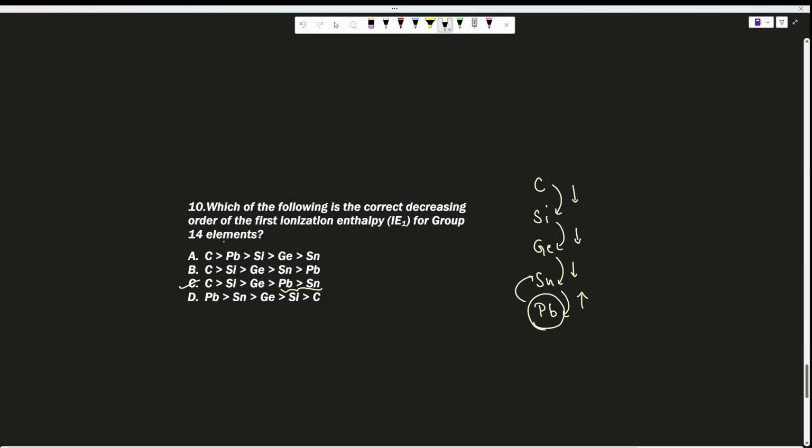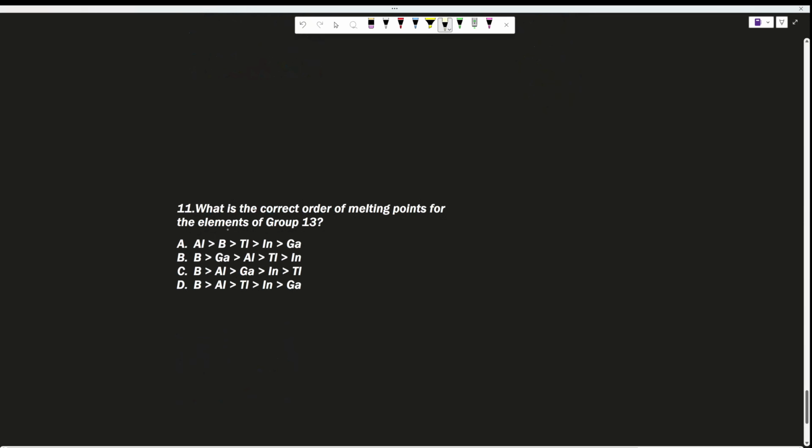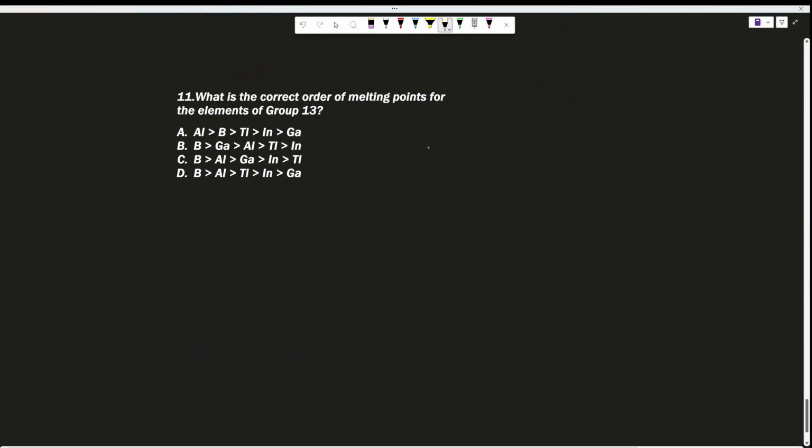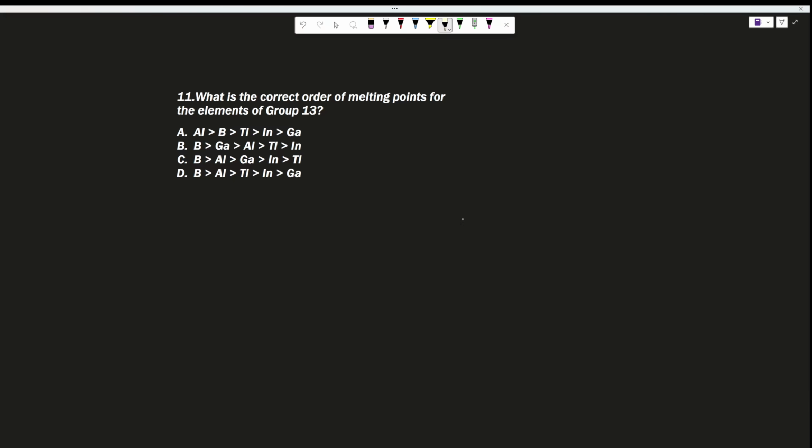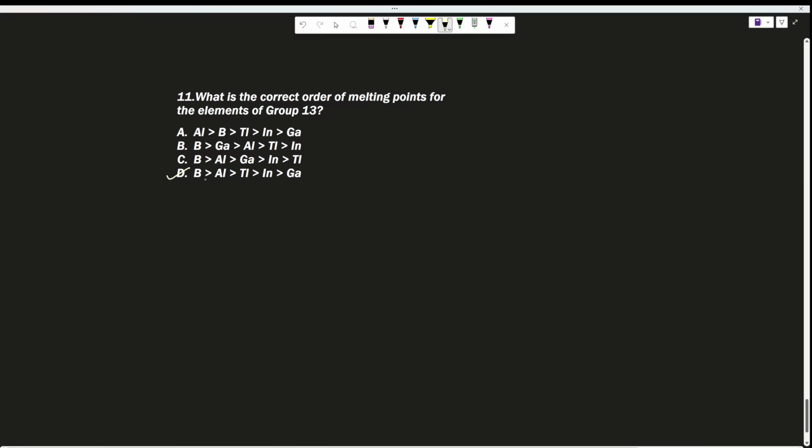Next one. What is the correct order of melting points for the elements of group 13? So here again we have exception for melting points of group 13. So you can just remember it with the trick here. The order is this one: boron, then aluminium, after that gallium, indium, and then thallium. So you will go in this order. Like this you can remember.